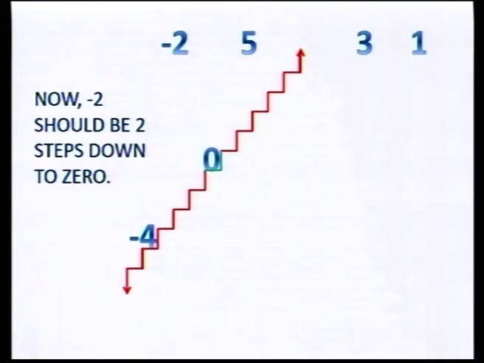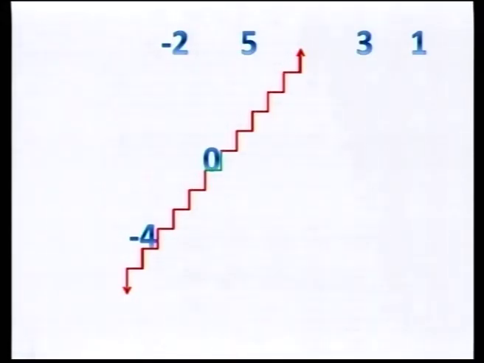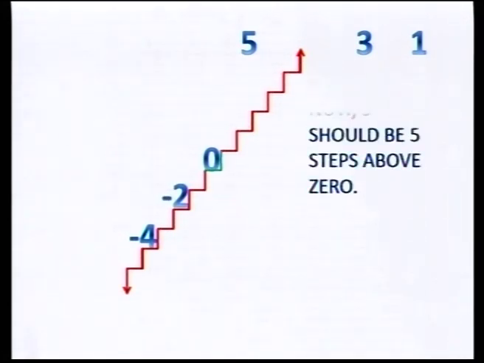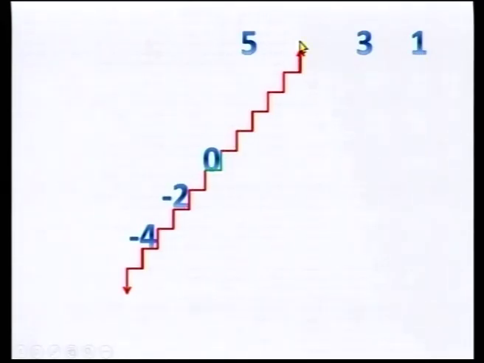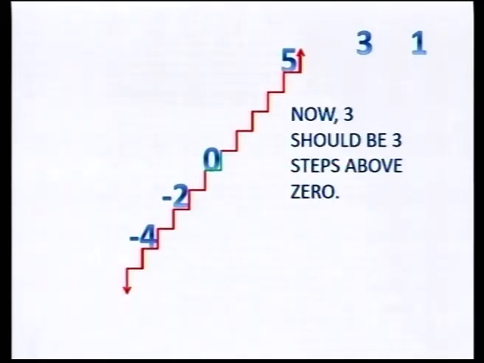Next, minus 2, how many steps downwards? Yes, 2 steps downwards. So I am taking minus 2 and keeping it 2 steps downwards. Now I am taking 5. Okay children, do you have any negative sign here? No. So we have to take them in the upward or downward direction? Yes, as they do not have a negative sign, we take them in the upward direction. So I am taking 5. Now this 5 should move how many steps? Yes, 5 steps.